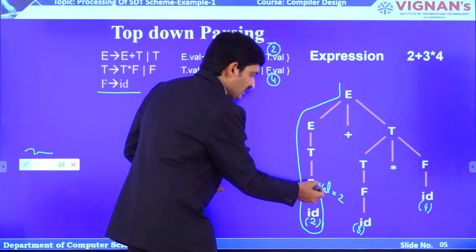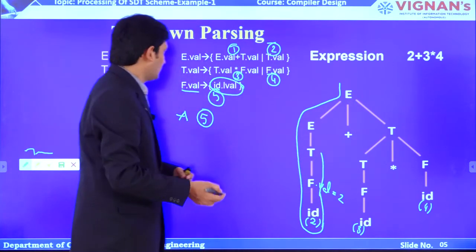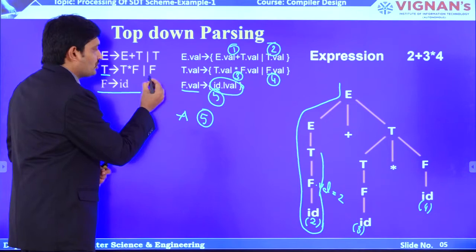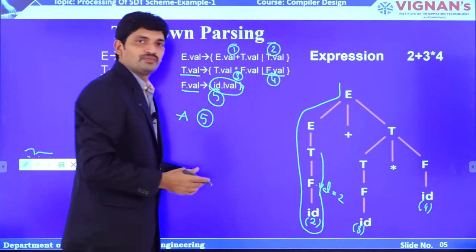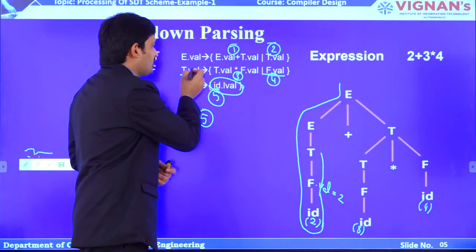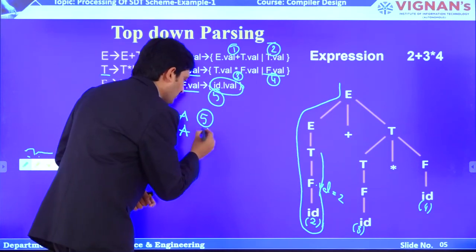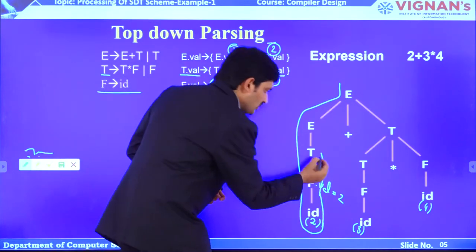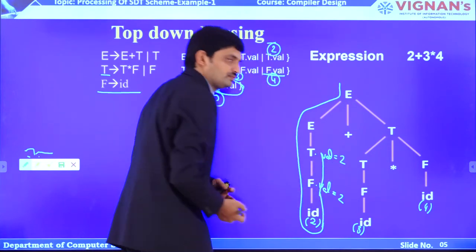Then now T tends to F is performed. Now, come to the production T tends to F. So, T value equal to F value. That means whatever F value it has is assigned to T. That means action number 4 is performed. If action number 4 is performed, now the T value is also 2.